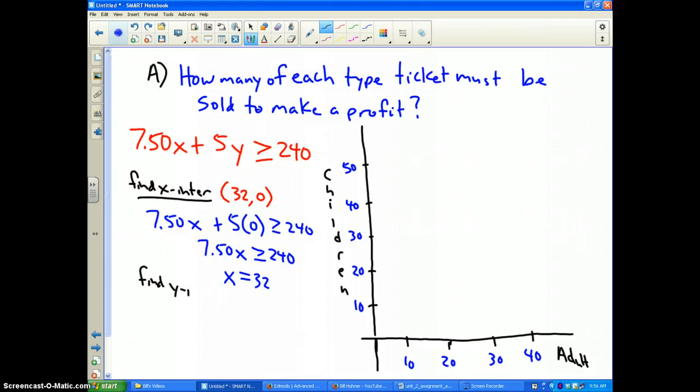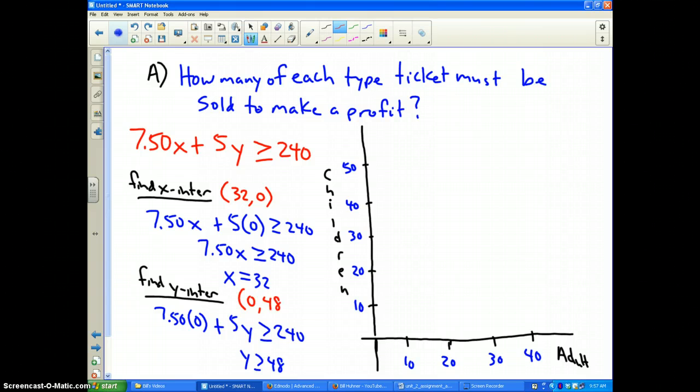Now we find the y-intercept. We all know we put 0 in for x. So 7.50 times 0 plus 5y is greater than or equal to 240. And if I solve that, I find out that y is greater than or equal to 48. So 48 is our y-intercept, (0, 48). So there's the two coordinates that I'm going to plot.